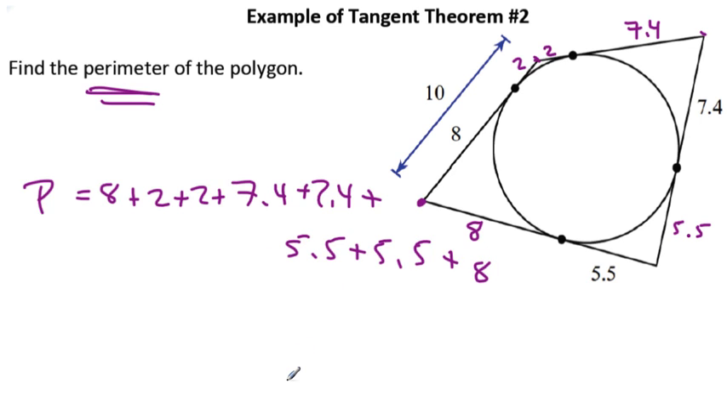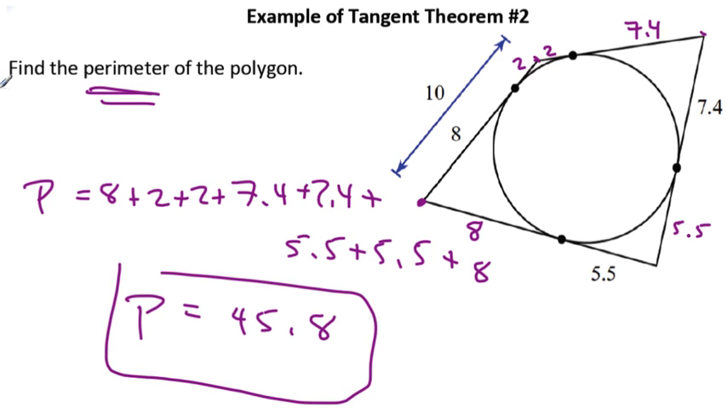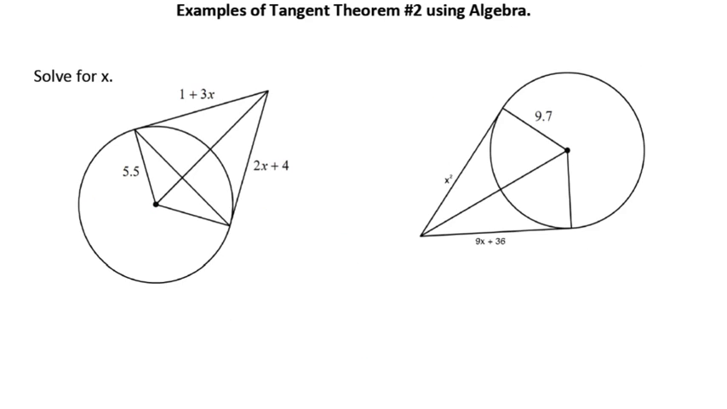Add them all together. What do you get? The perimeter is going to equal 45.8. How's that? That's easy enough. Can we do that one? Yes, we can. Two more and we are done.